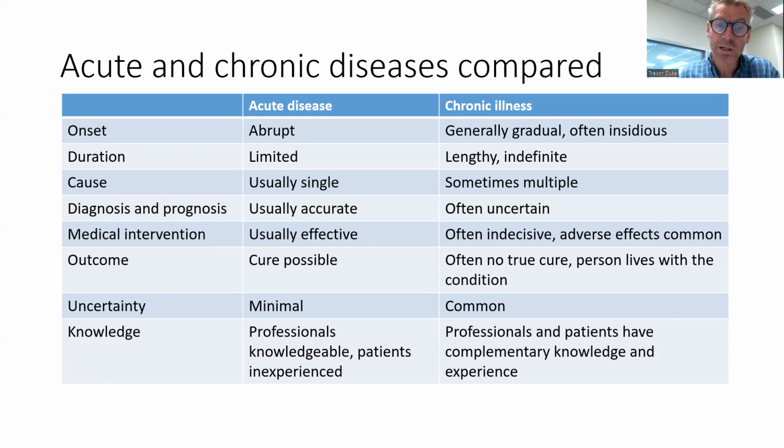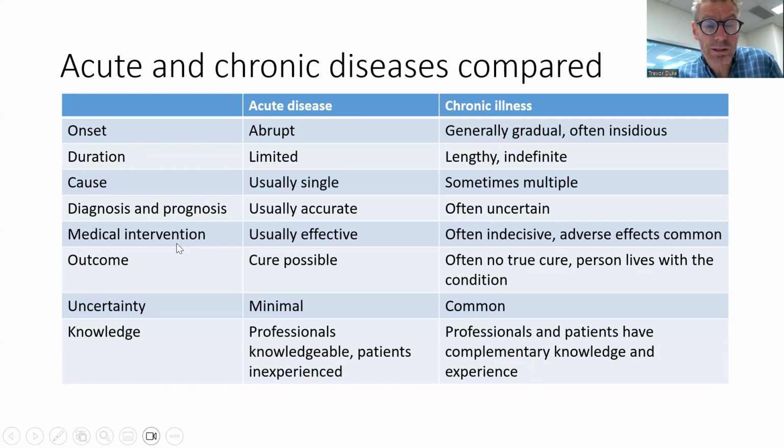Sometimes it's genetic, and sometimes it's multifactorial. The diagnosis and the prognosis for acute diseases, we're usually quite accurate in understanding. Usually they get better unless it's very severe. But for chronic diseases, often the diagnosis and the prognosis is less certain. We may have less certainty about what's actually going to happen to the child.